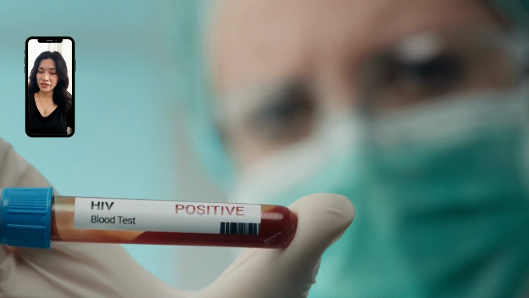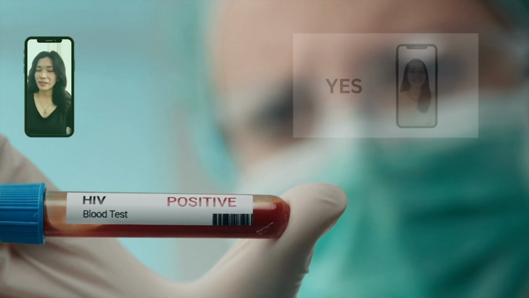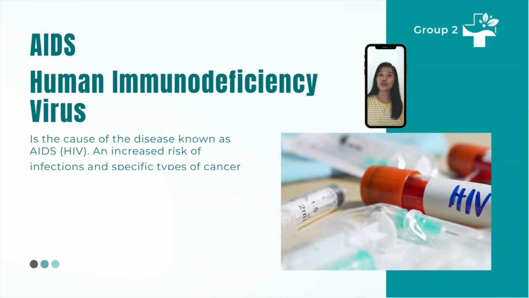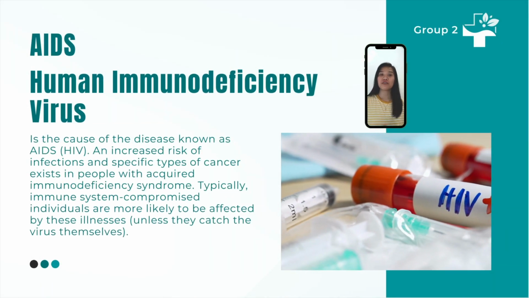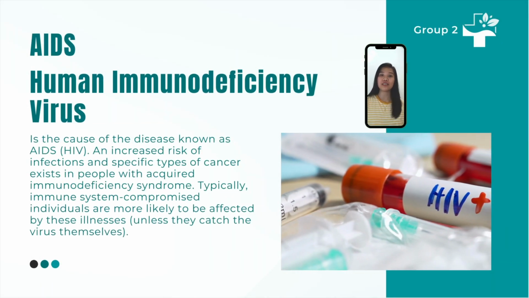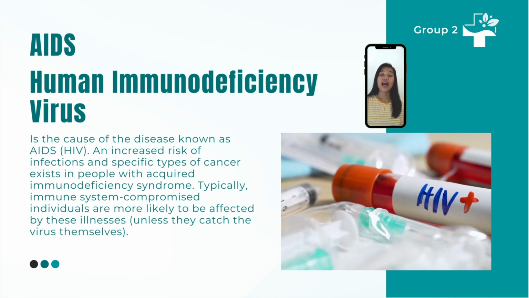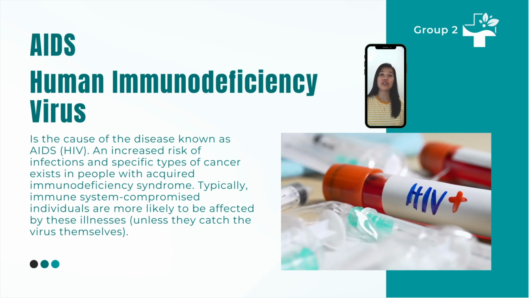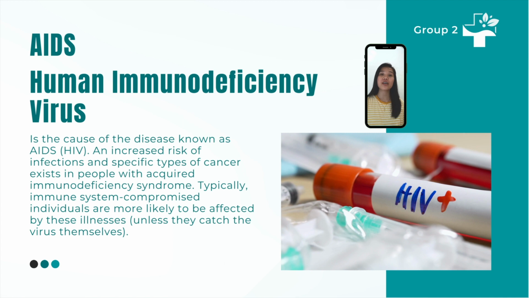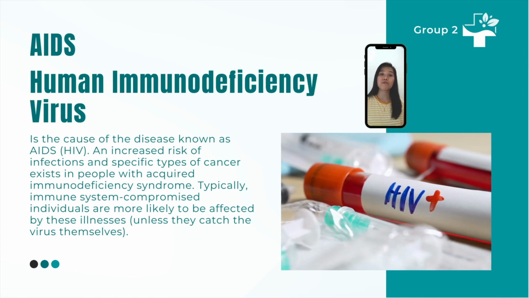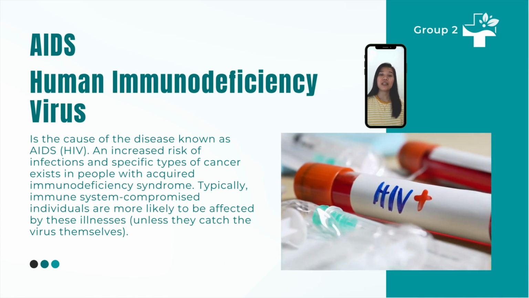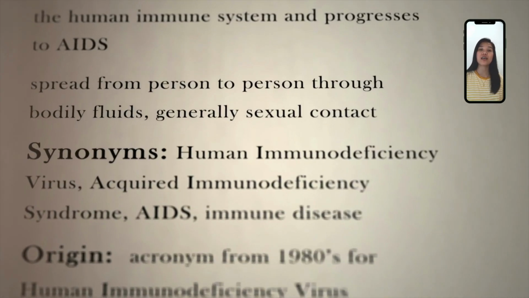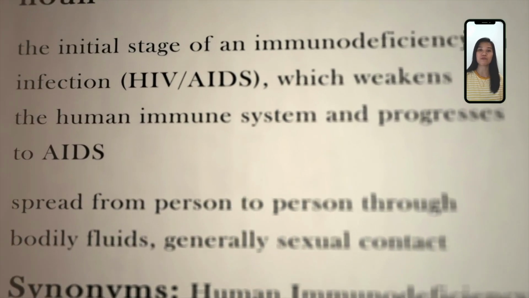Well, that was definitely something. What about AIDS? Good question. The human immunodeficiency virus, or HIV, is the cause of the disease known as AIDS, an increased risk of infections and specific types of cancer exists in people with acquired immunodeficiency syndrome. Typically, immune system compromised individuals are more likely to be affected by these illnesses unless they can catch the virus themselves.